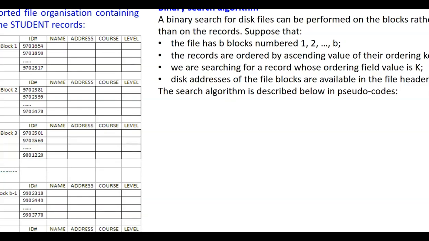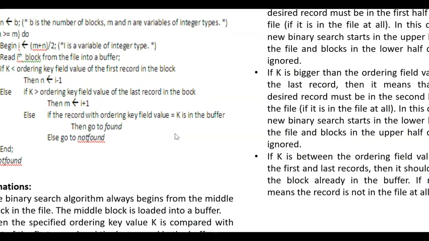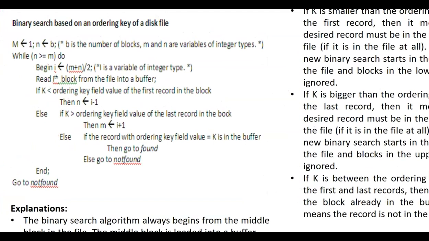We're saying that this particular file has all the disk blocks for each and every block. The disk blocks are in the file header. Remember, we say the file header stores the addresses of the different disks. So a search algorithm is, let's look at this pseudocode and how this whole thing works out if you're going to use a binary search.